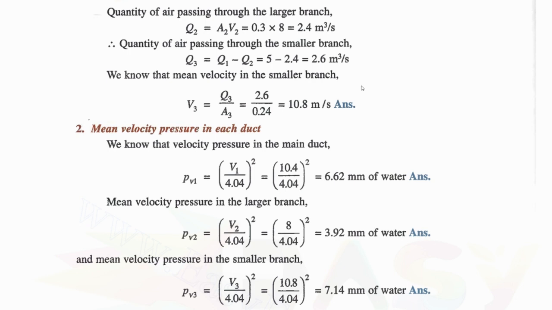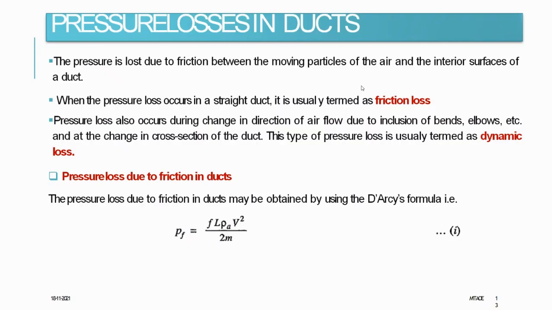So in this way we can solve the numerical. Now moving towards our next topic, which is pressure loss in the ducts. There are many kinds of pressure loss found in the duct. It can be due to friction, it can be due to bends and other things. Now we will get it one by one.